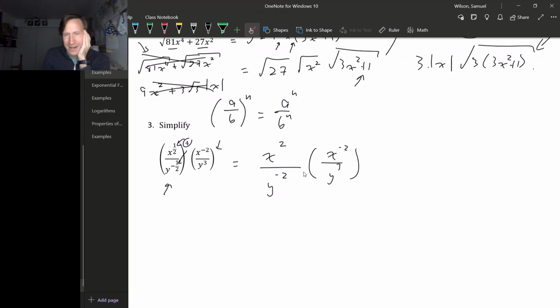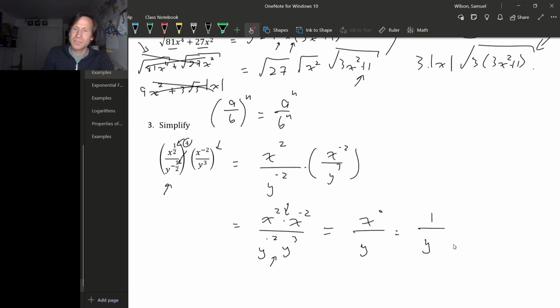The way that I'll handle it, I guess, is actually multiplying these fractions. So x squared times x to the minus second over y to the minus second times y cubed. Now we have products with the same bases, so we can combine the powers. So in the numerator we get x to the 0, and in the denominator we get y to the 1st. And x to the 0, that's 1. All right, so we're done.